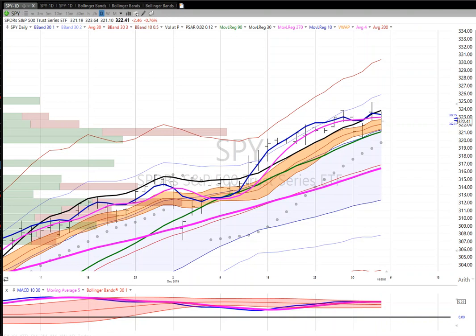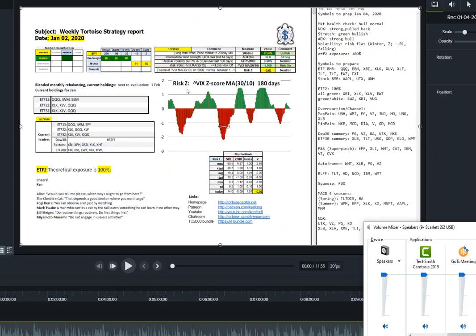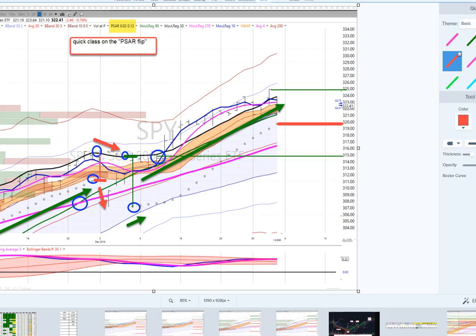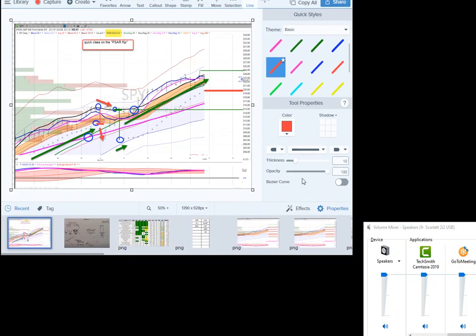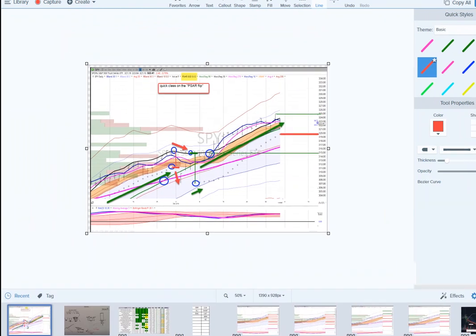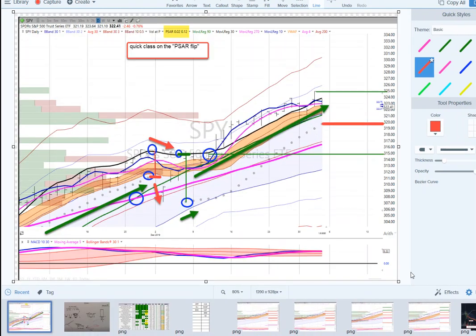Had a request for a quick look at the PSARflip technique. So here's what we have. The PSAR, our current default settings are at 0.02 and 0.12.